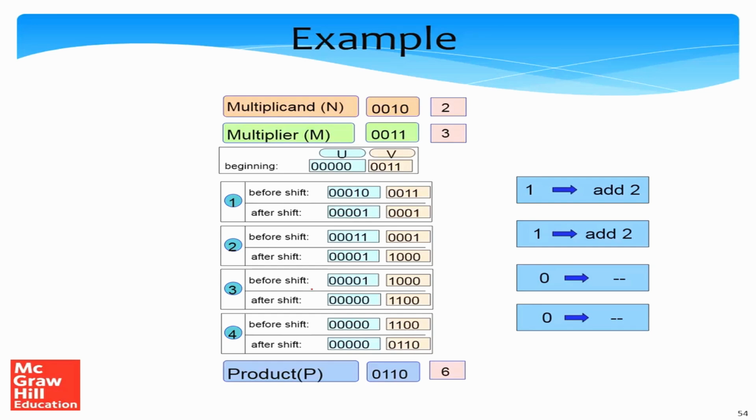Nothing is clear without an example, so it has to be considered. Let us assume that the multiplicand is the number 2, which is 0, 0, 1, 0. The multiplier m is the number 3, which is 0, 0, 1, 1, and we have a 4-bit number system. At the beginning, the register V contains the multiplier, which is 0, 0, 1, 1, and U contains 4 plus 1, 5 zeros, just to take care of overflows.